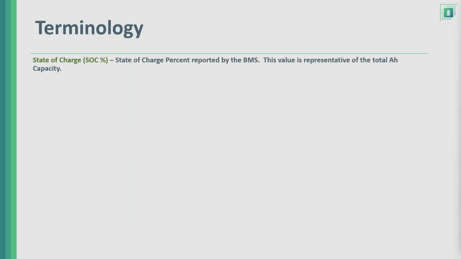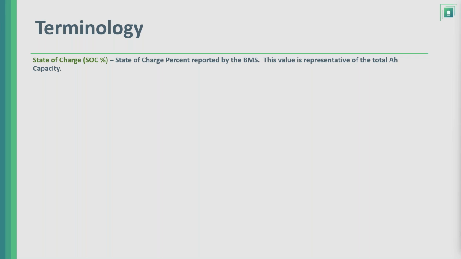The first one, and it's very important, is called state of charge percent. The state of charge is the point where the battery has gone in terms of the charge level. When we have a closed loop system, that information is automatically sent by the BMS, the battery management system, to the inverter, so the inverter will know what's going to happen next.